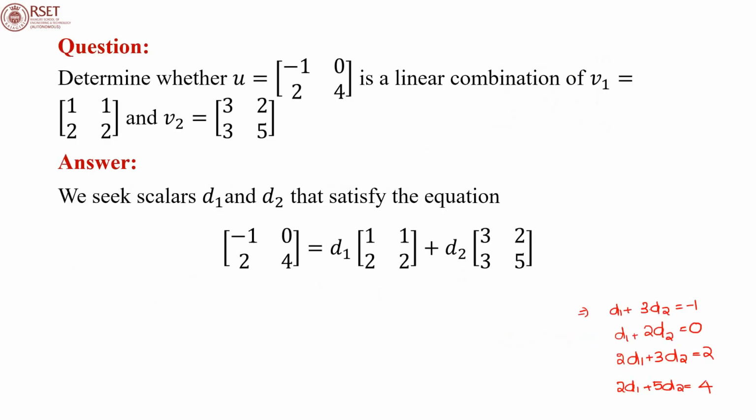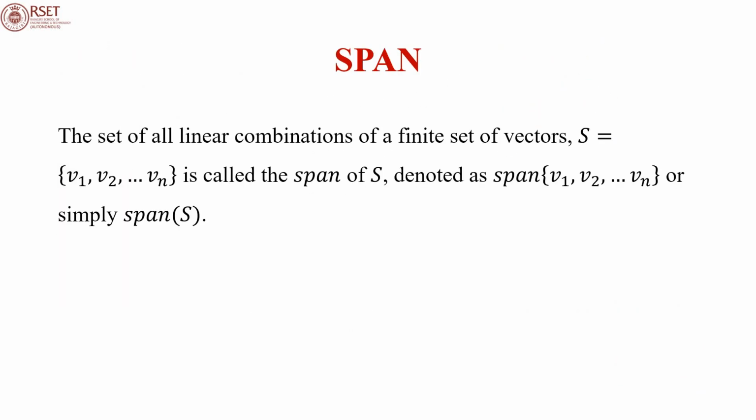Then we will get a set called a span. So a span of a set S is the set of all linear combinations of S. We will see the definition. The set of all linear combinations of a finite set of vectors S equal to {v1, v2, ..., vn} is called the span of S, denoted as span{v1, v2, ..., vn}, or simply span of S.